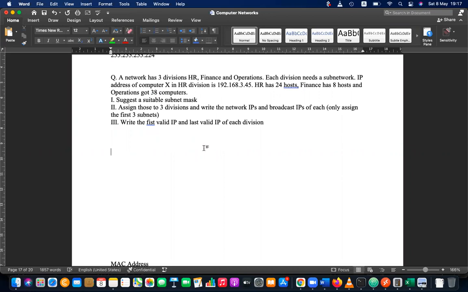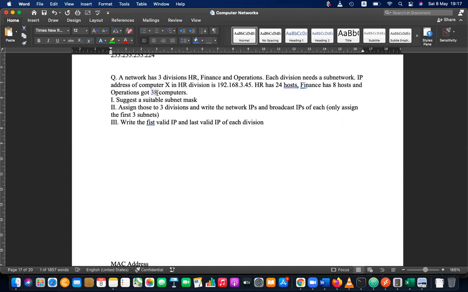Based on which division you are going to take the decision? HR division. HR has 24 hosts. If we create one for 24, can it cater this one? Yes. Finance can be catered because operation has the highest number of computers.